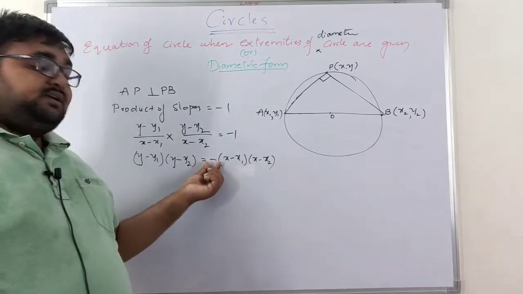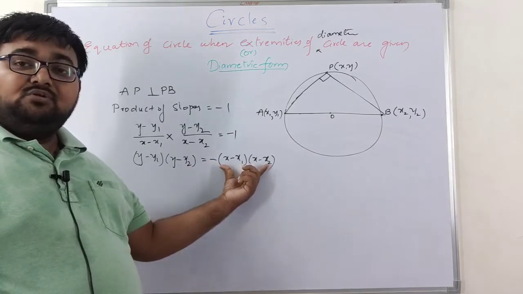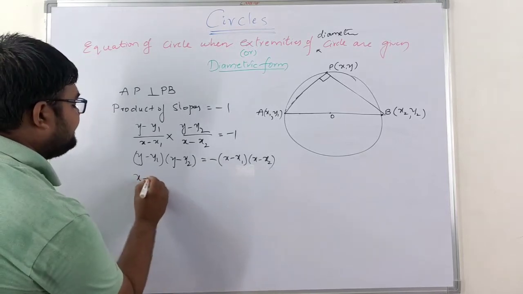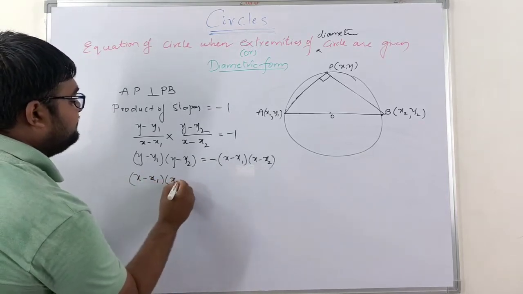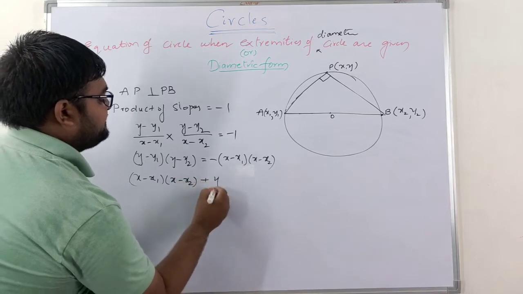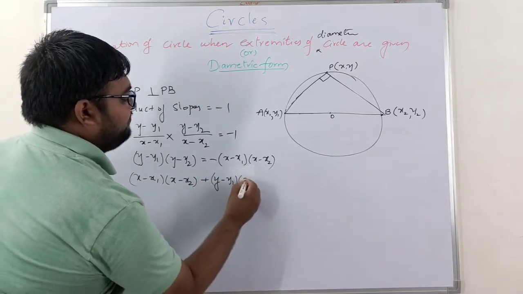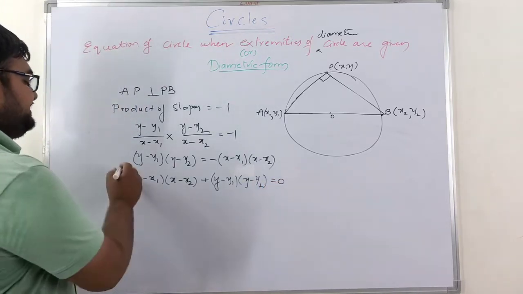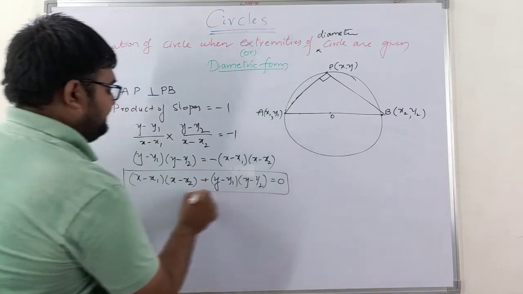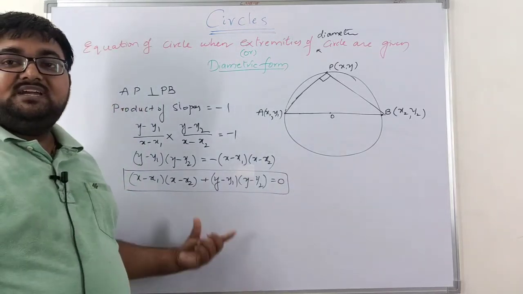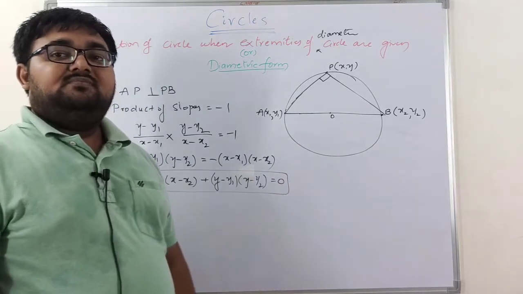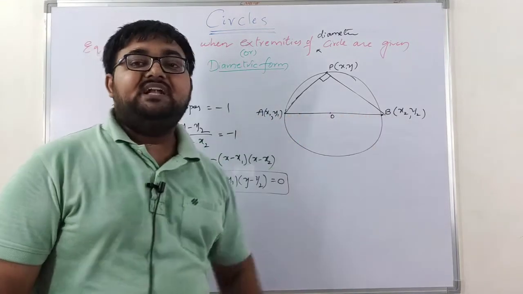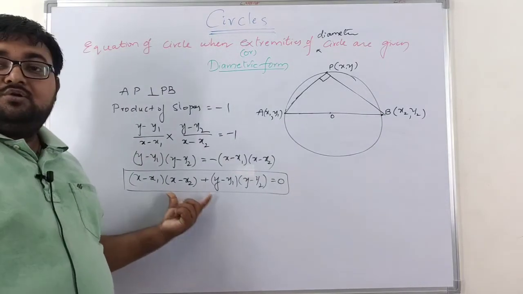Now since it is containing minus, if I transpose this whole term to the left hand side, then minus will become plus. Then from this what I can say, (x minus x1) into (x minus x2) plus (y minus y1) into (y minus y2) is equal to 0. So this is nothing but my diametric form. This is my diametric form of the equation of a circle. So whenever I have the end points of a diameter, then I can directly go for this formula.